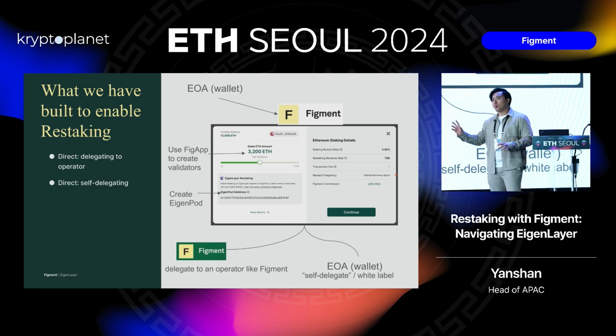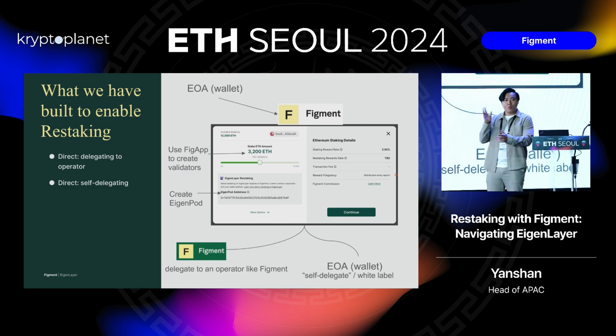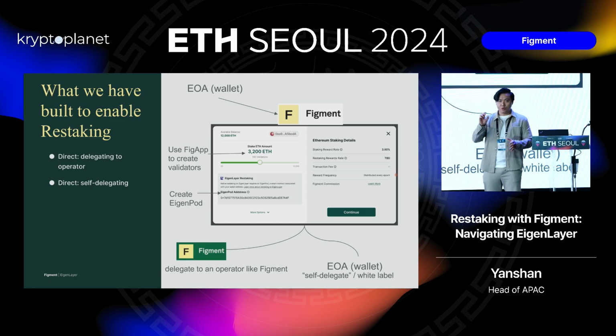So more specifically, on what we've built. Right now, for anyone looking to participate in EigenLayer, they can connect their Ethereum wallet address to the Figment app. The next step is that they are able to create an EigenPod directly on the Figment app without having to go on to the EigenLayer UI. It streamlines the whole process and makes it much more seamless. At the same time, participants are able to provision the validators directly on the Figment app, automatically pointing towards the EigenPod. So it reduces a lot of hassle for anyone looking to participate.